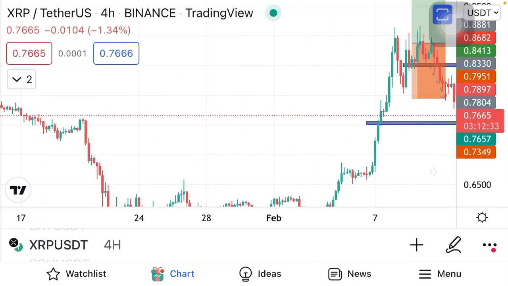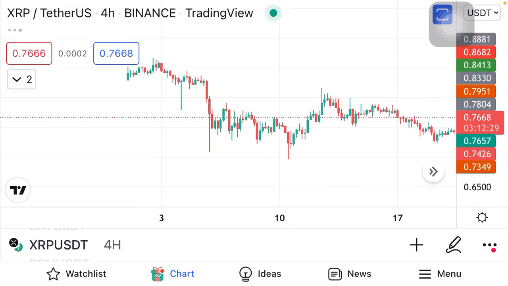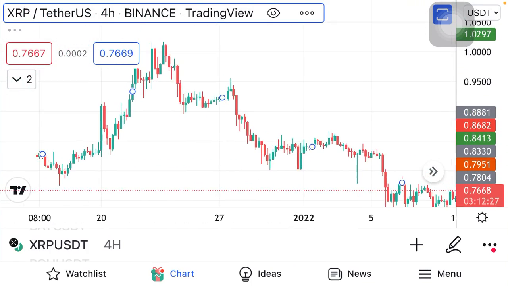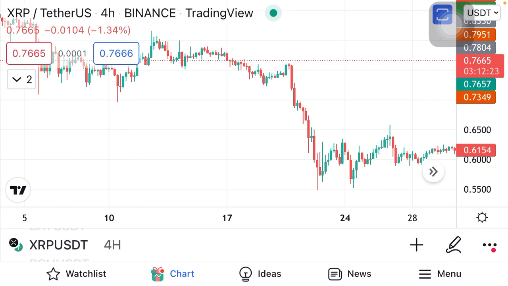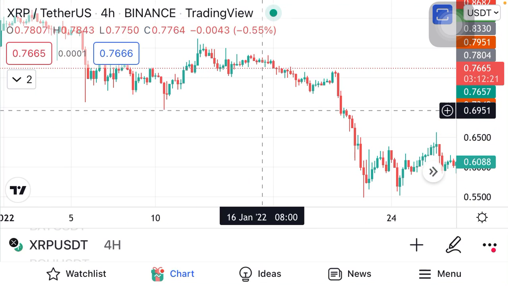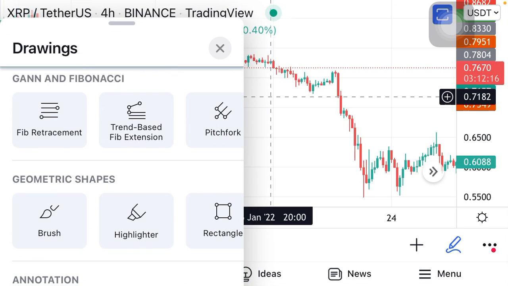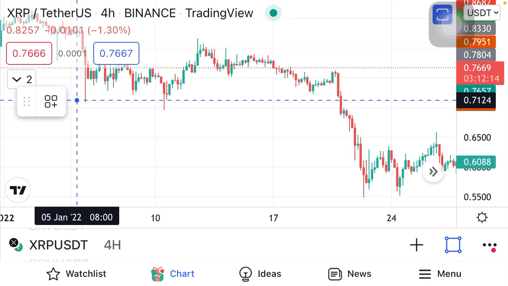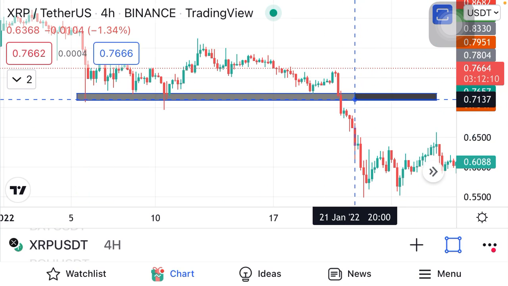Okay, so let's look at another example. Let's say here the market is in what? A downtrend. So you can see that this is a support level. Let's draw our support level. So we've drawn our support level, right?